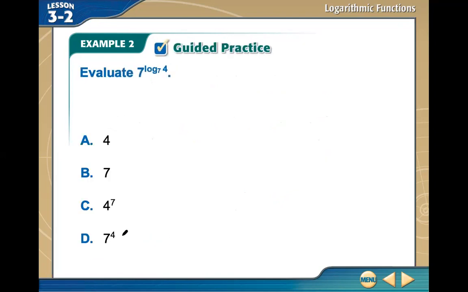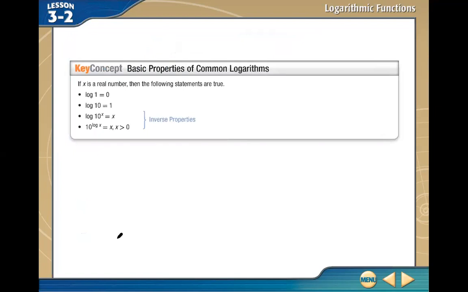Now it's your turn. Directly tell me what is the answer. 4. Yes, that's it. 4. Now, do you have any question till here? No. Now, we are starting basic properties of common logarithm.